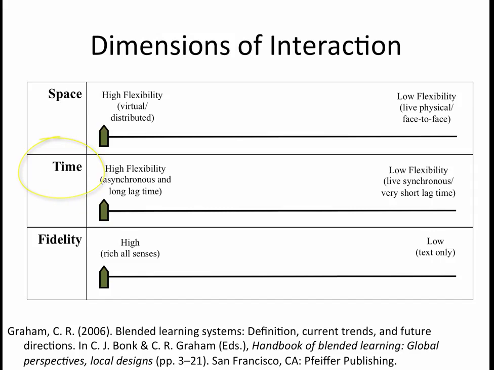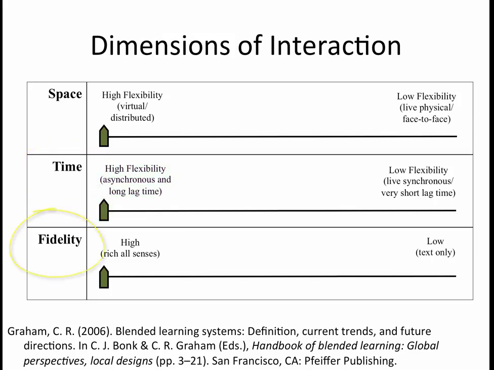The second dimension is time. So with time, your interactions can either be synchronous or asynchronous. If they're synchronous, then you have low flexibility because there's a short lag time. So you basically have to be communicating at the same time. Or you can have asynchronous communications that have high level of flexibility because you don't have to be communicating at the same time because there's a long lag time in between interactions.